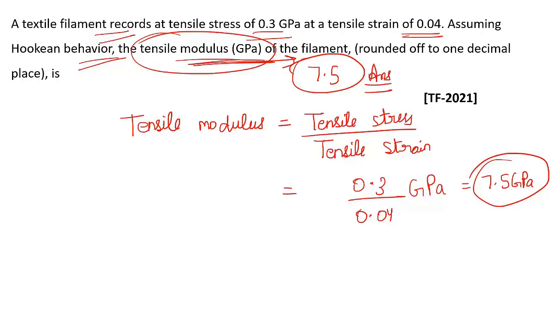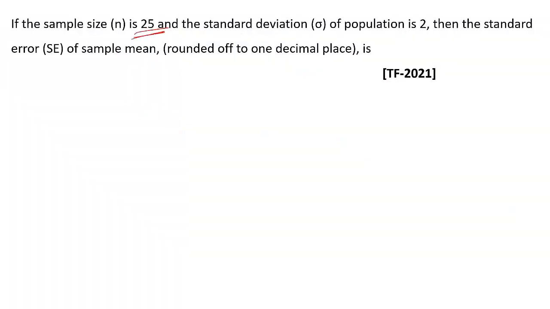Now coming to the next question. If the sample size n is 25 and the standard deviation sigma of a population is 2, then the standard error of the sample mean rounded off to 1 decimal place is. It is a textile testing question of 1 mark NAT. It is a very simple question. What you should know is the meaning of standard error and how it is related with the standard deviation, that is sigma, and the sample size that is represented by n.